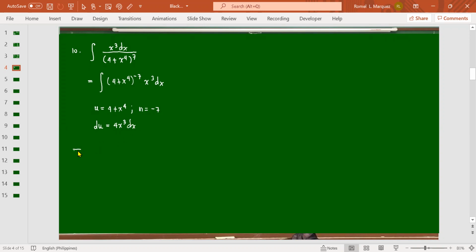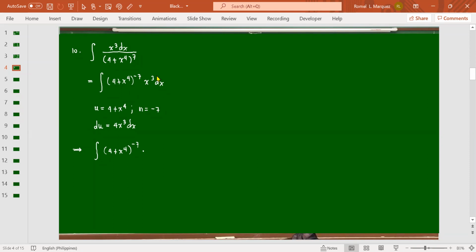Then the next thing to do, instead of changing the integral in terms of u, you are not going to change it anymore. So we are going to copy (4 plus x to the 4th) raised to -7, to complete the du, because this is u to the n. And this is supposed to be du, but it's not correct. U to the n, not du.